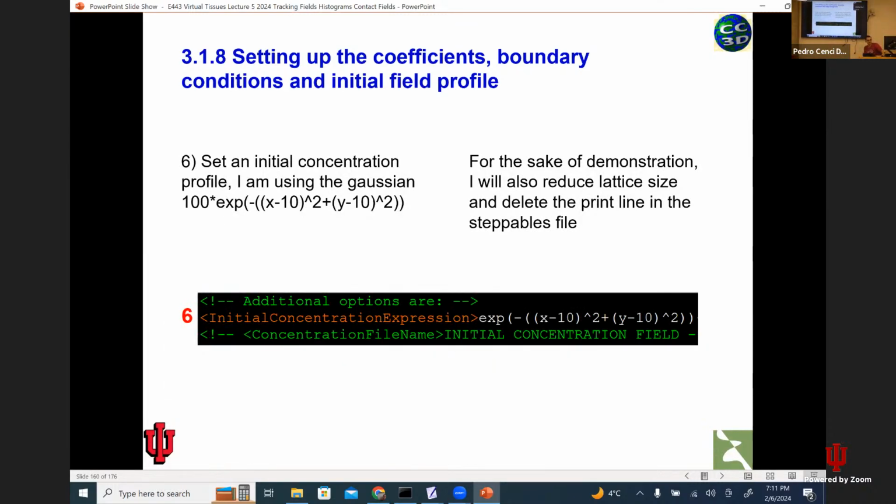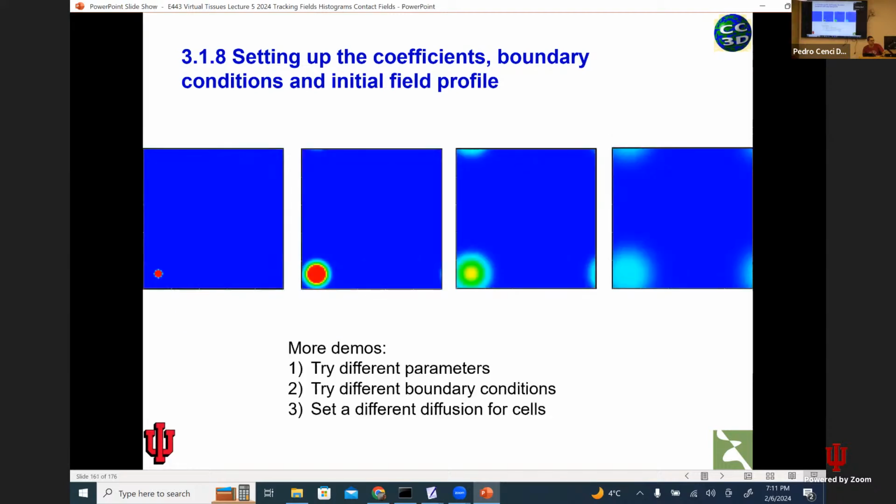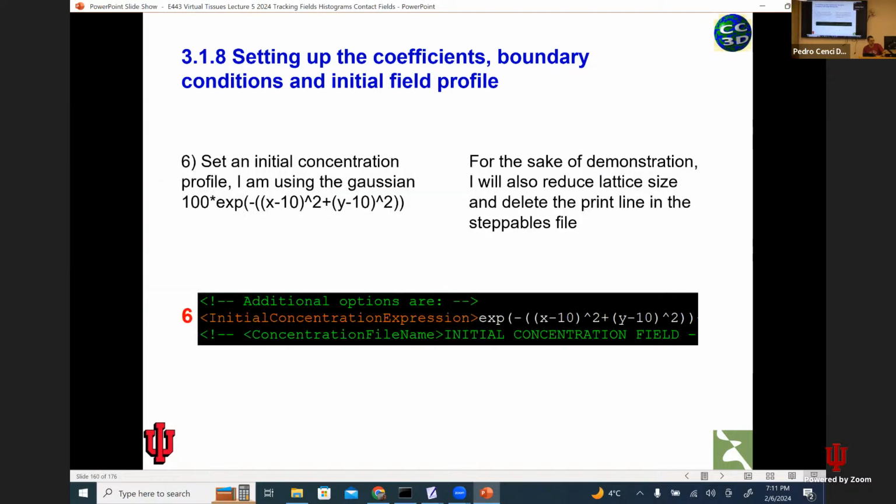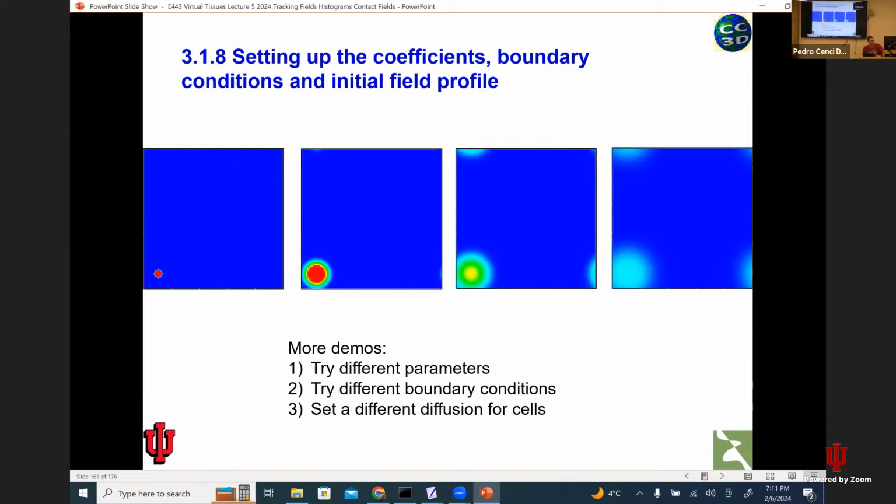You can specify an initial concentration. In this case here, I'm using a Gaussian exponential. It's a 2D Gaussian, so it's like a bell curve. And this is a quick demonstration. If you specify it the way I outlined in the slides, you will get this. You start at the point with high concentration, it spreads out and fades.